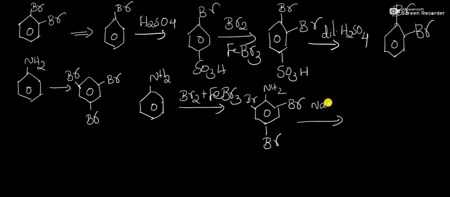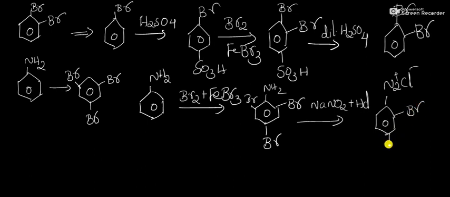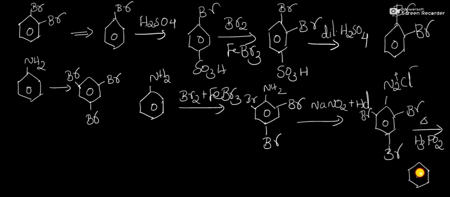Which on diazotization using sodium nitrite and HCl at low temperature, the amine will convert into diazonium chloride, that is N2 plus Cl minus. Diazonium chloride on treating with hypophosphorous acid, H3PO2, will convert into our target molecule, tribromobenzene.